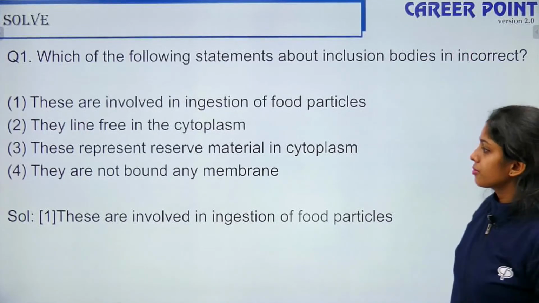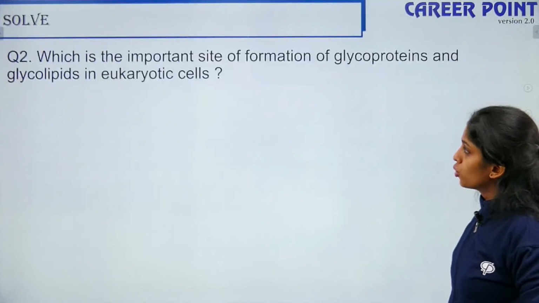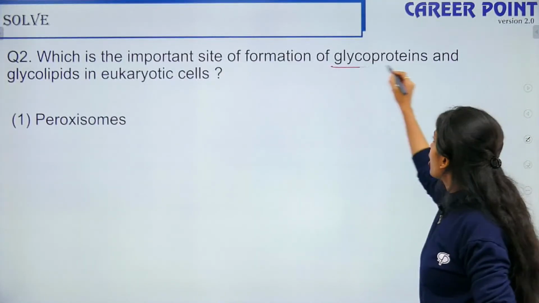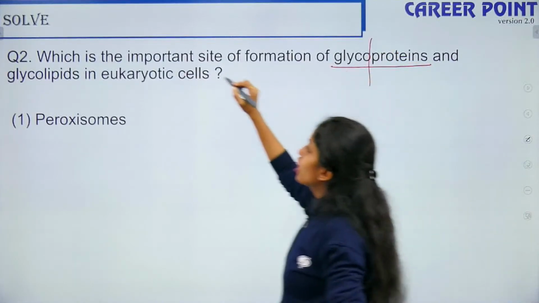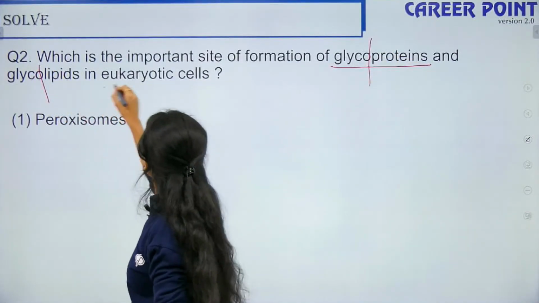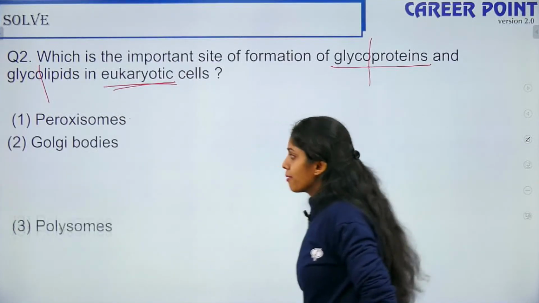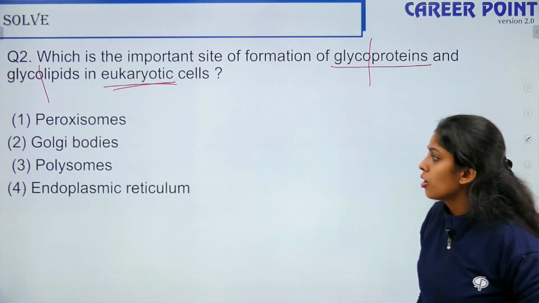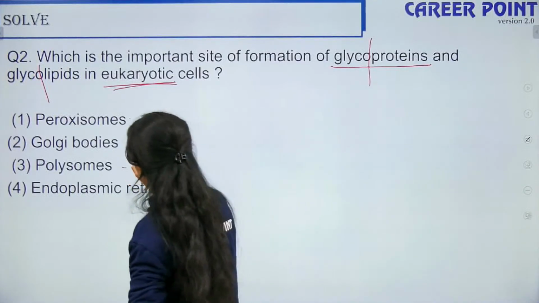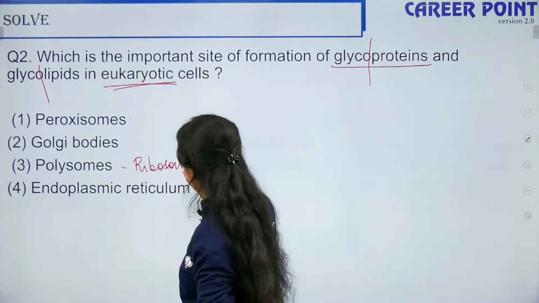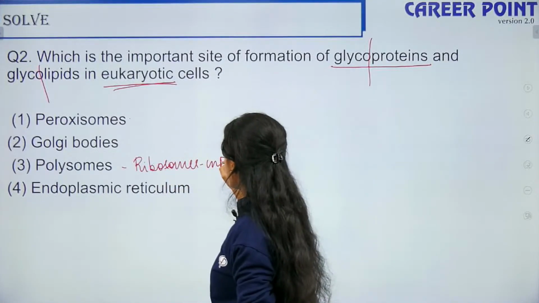Yes. Okay. So question 2. Which is the important site of formation of glycoproteins and glycolipids in your eukaryotic cell? So peroxisome, Golgi bodies, polysomes, or endoplasmic reticulum. So polysome is nothing but your ribosomes attached to your mRNA. Yes, give me the answer.